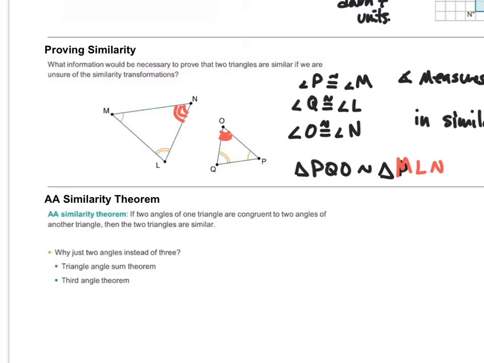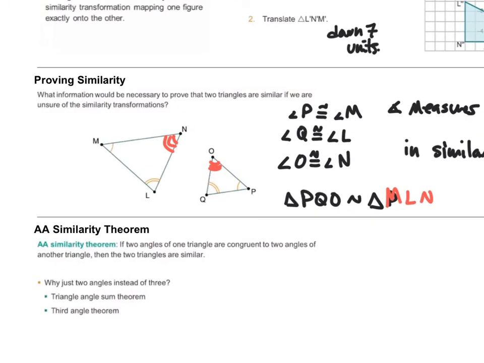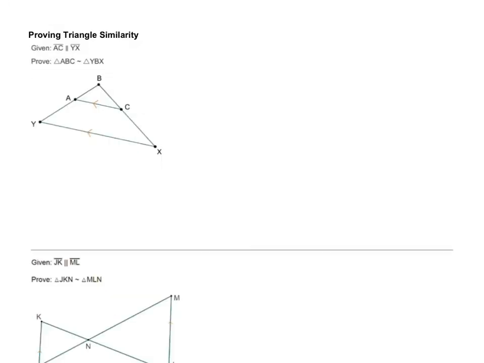Okay, and the reason why we just need two angles instead of three is because of the third angles theorem, saying that these two angles would be congruent provided you have this pair of angles that are congruent. Okay, all right, that's all I've got for that page. Let's move on. Okay, now we do the fun process of having a proof.